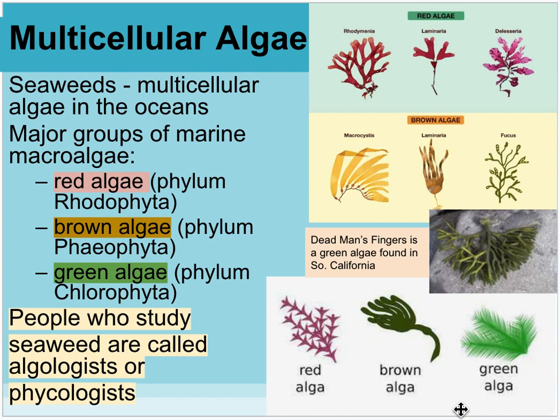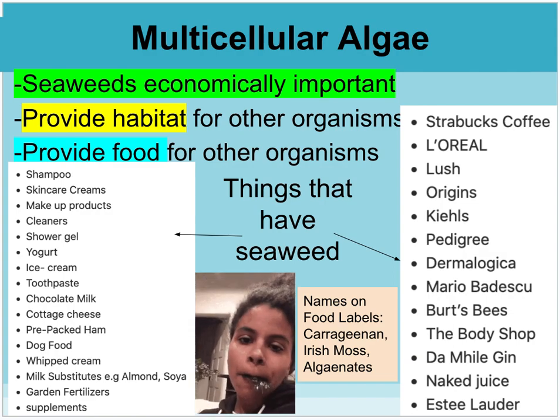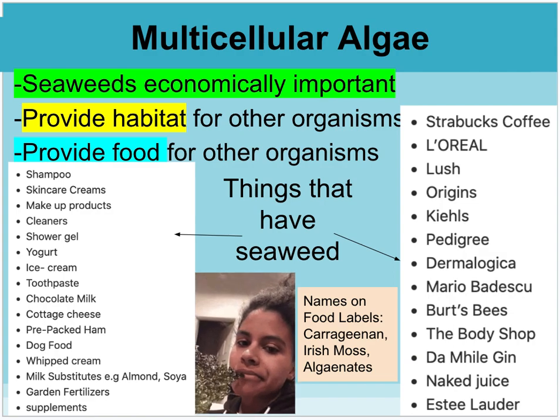People specifically who study seaweeds are called algologists or phycologists, and there's a whole slew of things that can be studied in this area. I put a picture here of dead man's fingers. It's a green algae that is found in Southern California that I think is so cool looking when you find it. So algae are very economically important to us.